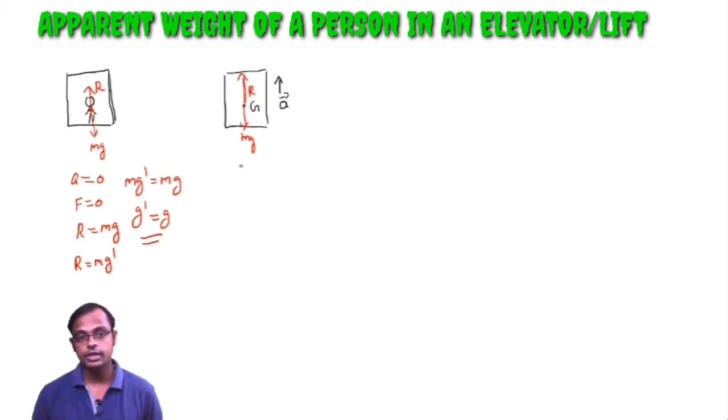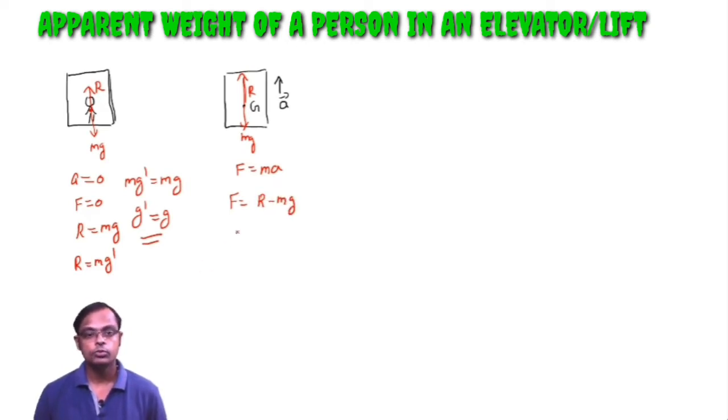In this case, there is a resultant force acting, and the resultant force F is equal to ma, according to Newton's second law. Therefore, the resultant force acting on the man is equal to, now which one is greater, R or mg? R is greater than mg when the lift is accelerating upward. So we can write R minus mg.